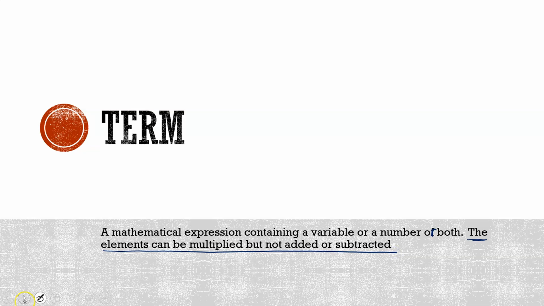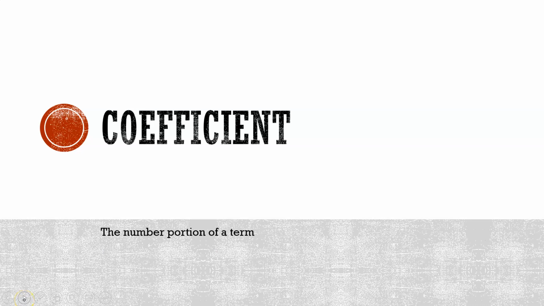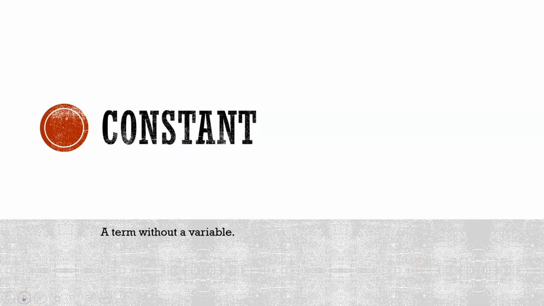The next thing on the list on the side there is a coefficient. It's the number portion of a term. So if I have 3x, the coefficient is the 3. If I have 12y, 12 would be your coefficient. A constant is a term without a variable. So if I have 3 or 7, and in this variable expression, 3x plus 7, the 7 is my constant.